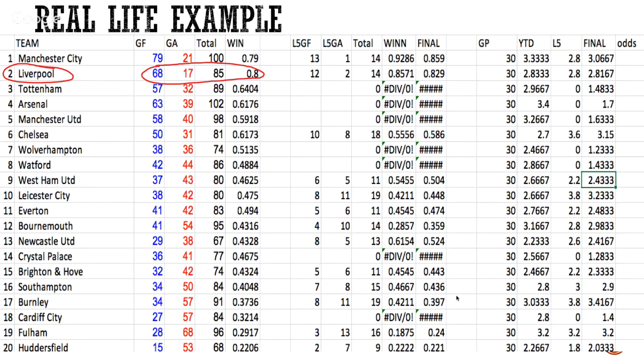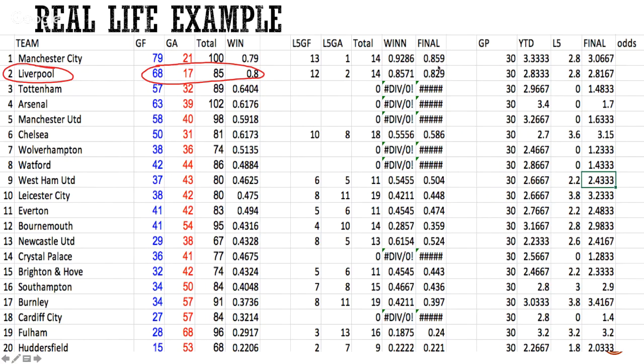So in the last 5 games, Liverpool has scored 12 goals and they've given up 2 goals. So that total would be 14. And if you take 12 divided by 14, that gives you 0.85 projected win percentage. Now, if you take 0.85, see if you guys can see this cursor here, you take 0.85 and add it to 0.80, divide by 2, and that gives you 0.82 final. So that means Liverpool's projected win percentage is 0.82.